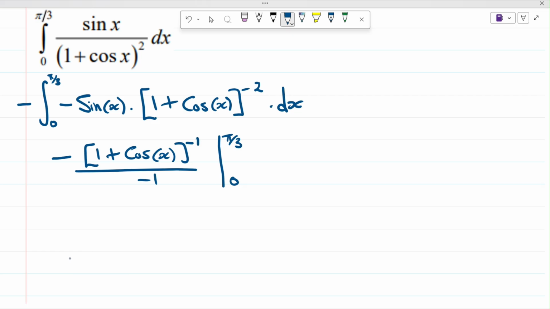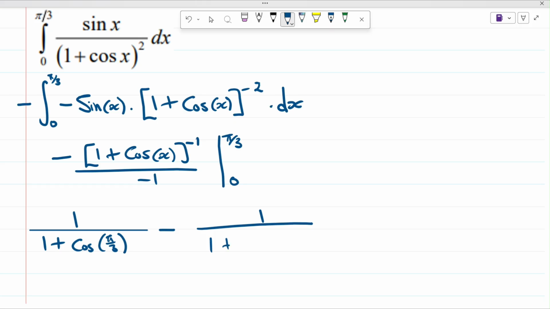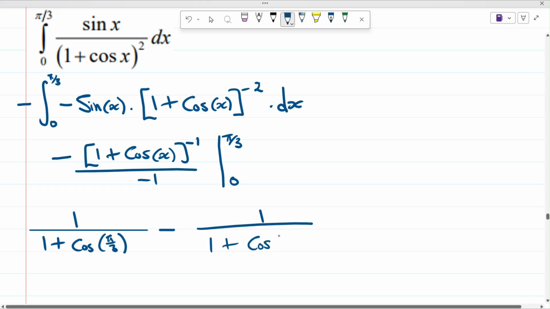Now I'm going to substitute my limits. The negative and negative will cancel each other, and we'll end up having 1 over this whole thing. So I'm going to have 1 over 1 plus cos pi over 3, minus 1 over, now we put the lower limit 0, 1 plus cos of 0.